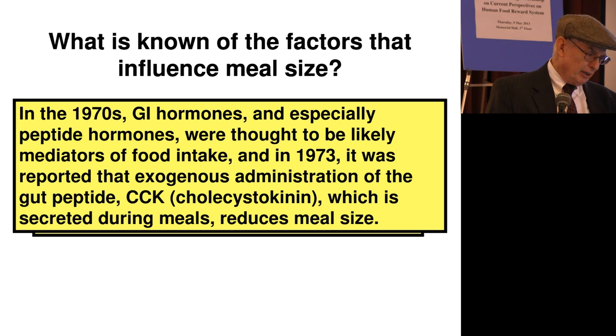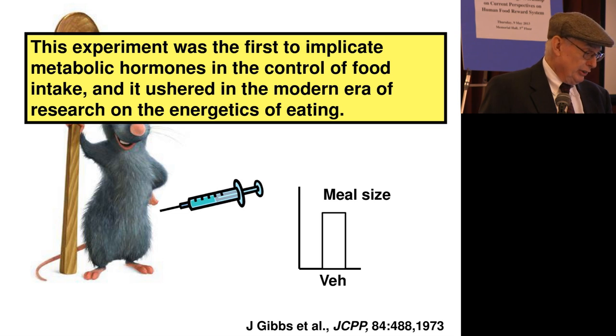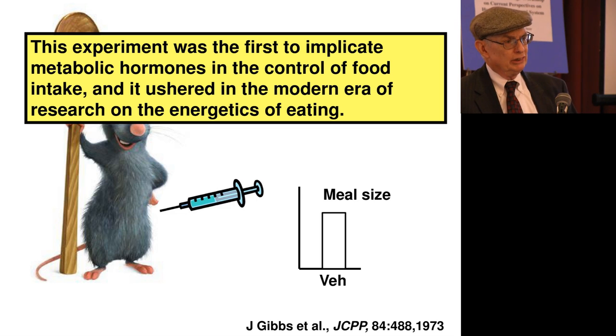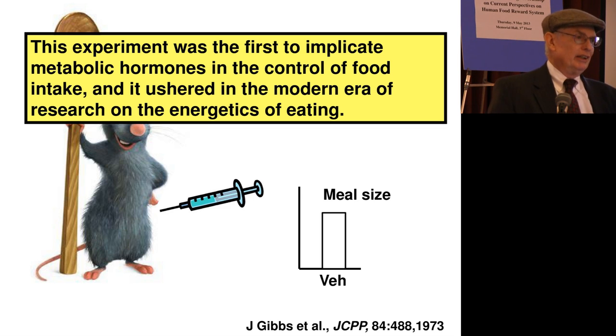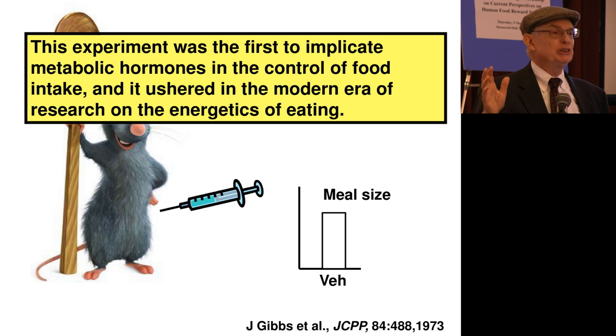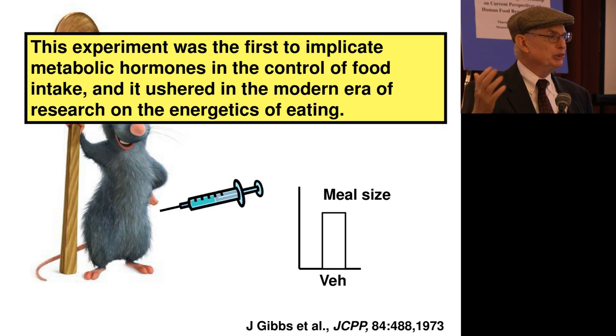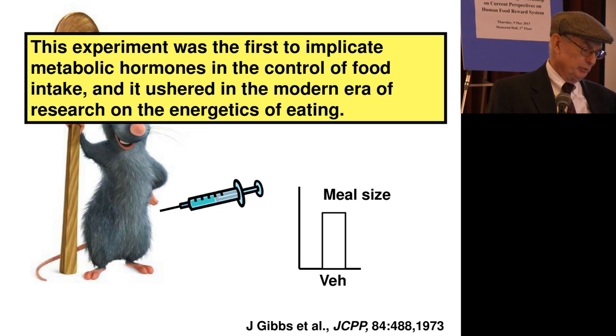Here's a model of that experiment. And here's a control day. The rat ate that amount of food shown in the bar. On another day, they gave it CCK, cholecystokinin, and it ate less food. CCK was called a satiation factor based upon that. And this mushroomed into a huge revolution, if you will, in terms of what people think about eating.